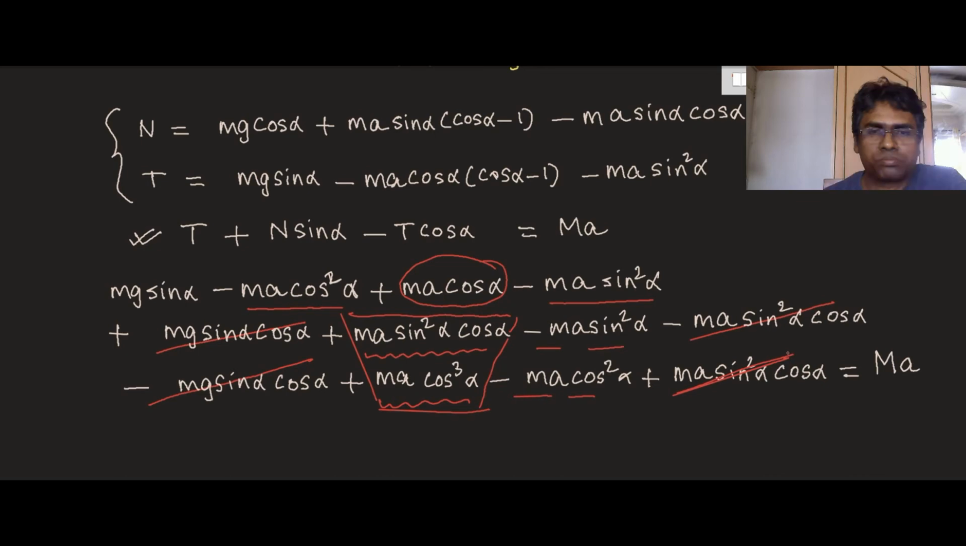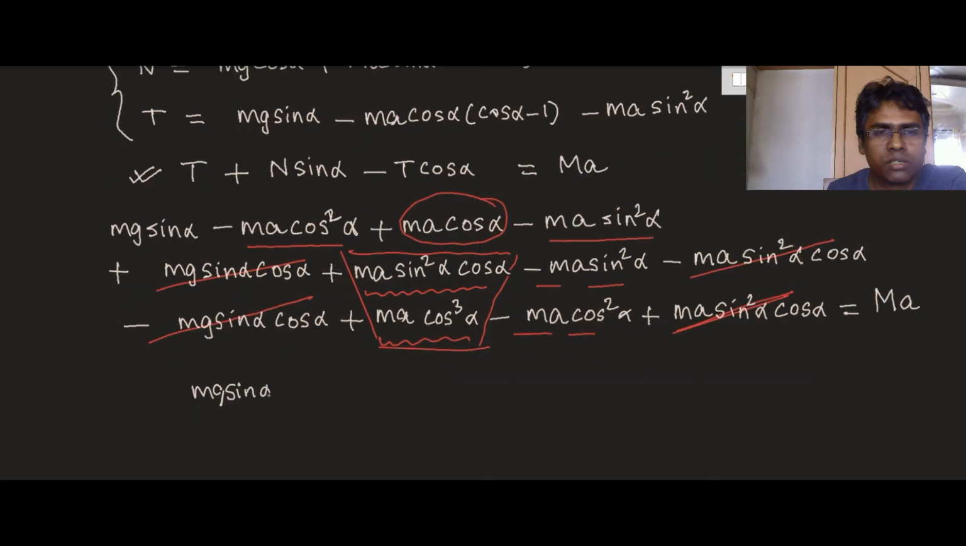So now let's look at what is happening here. On the left hand side, I have mg sine alpha, and I have minus ma. We said we're getting that twice, so I'll write minus 2 ma, and then ma cos alpha is also appearing twice, so that's 2 ma cos alpha, and that's it on the left hand side. On the right hand side we have capital M into a.